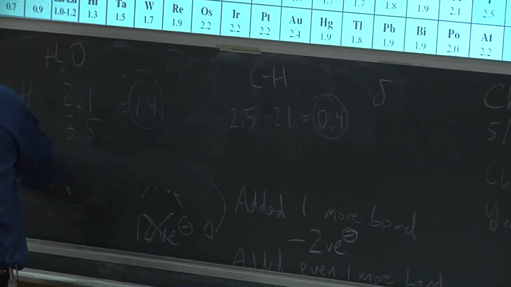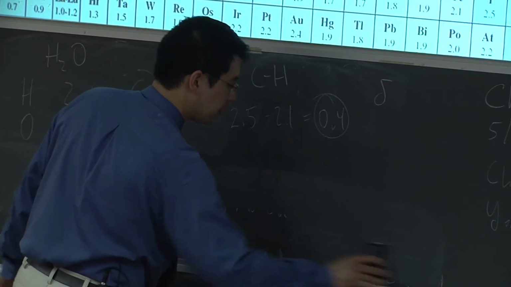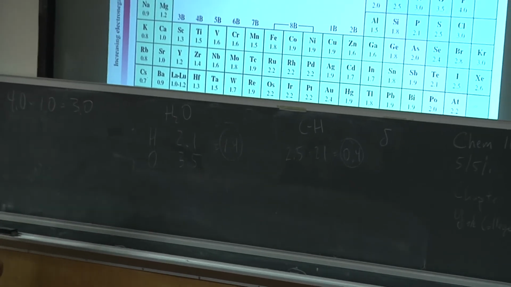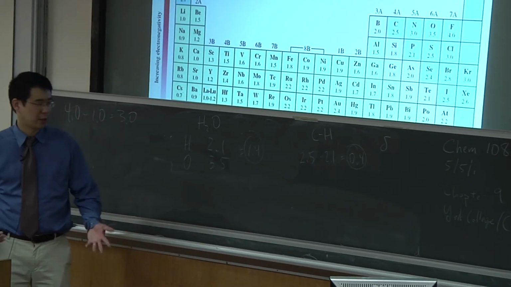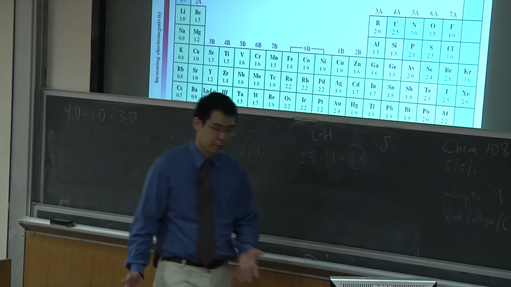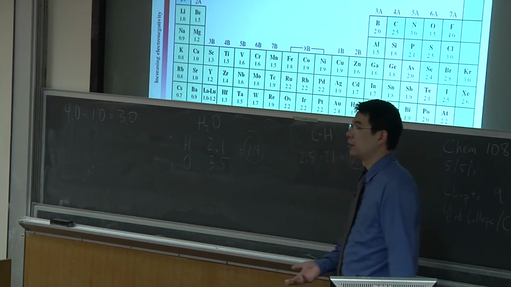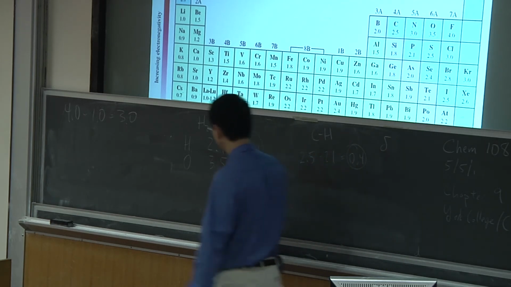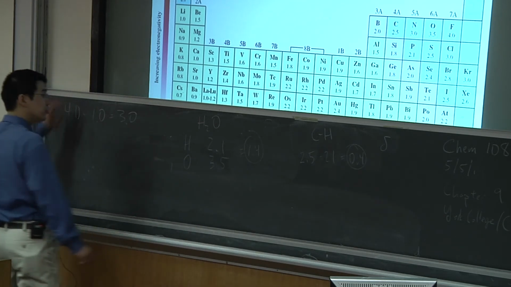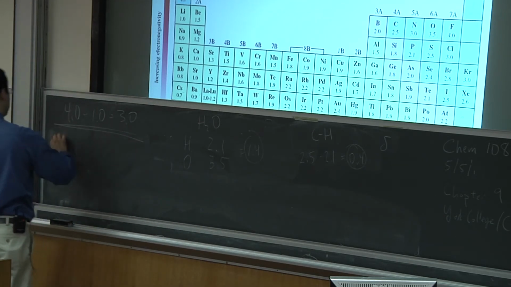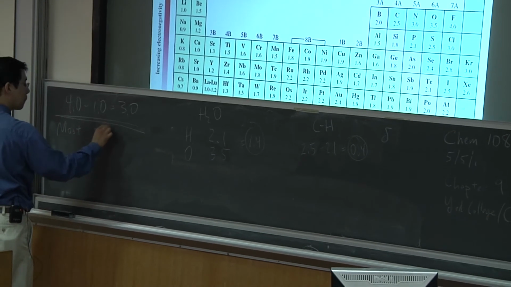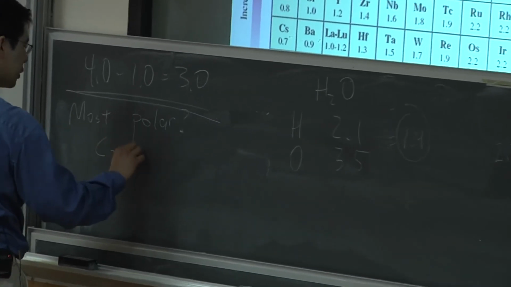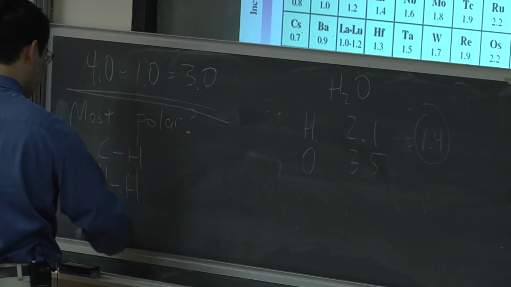Because we're not using these ranges and specifying if the difference is smaller than 1 or bigger than 1, we're just saying big, medium, or small, we obviously can't ask you on an exam, based on the difference in electronegativities, is it polar or not polar? What we can ask you is, which of the following bonds is the most polar? CH, NH, and OH.